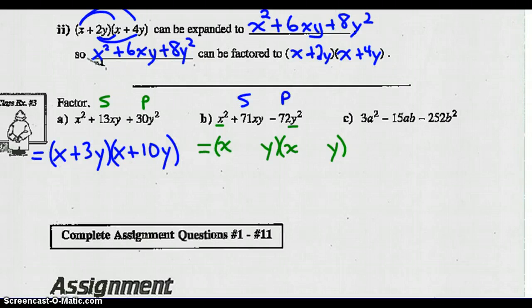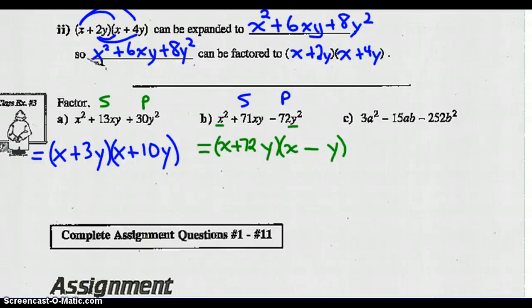Well, there are lots of things that multiply to 72, but there's only one pair that's going to have a difference of 71, or a sum of 71. That's going to be positive 72 and minus 1. So there are your factors: x plus 72y, x minus 1y.